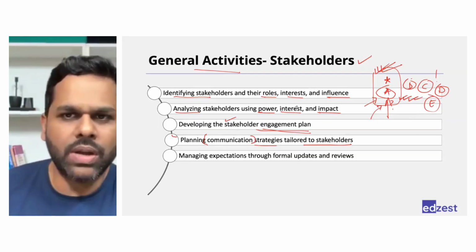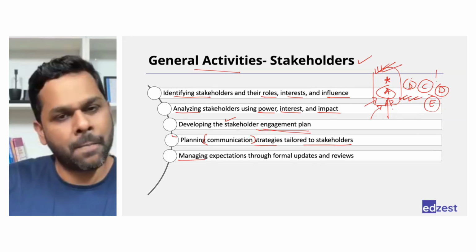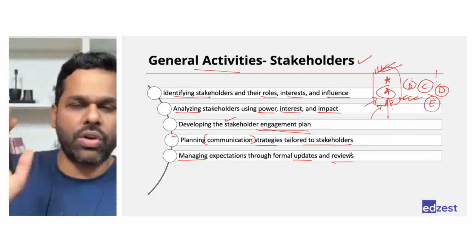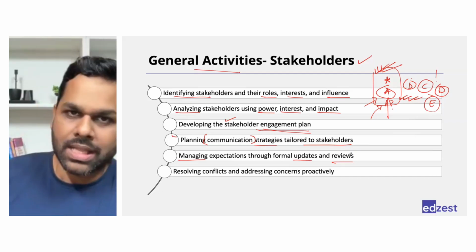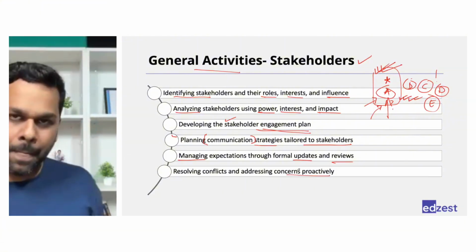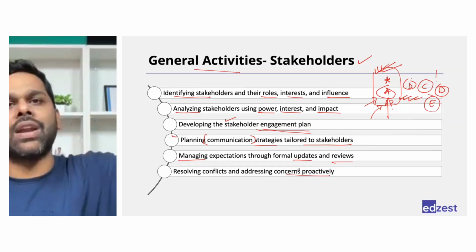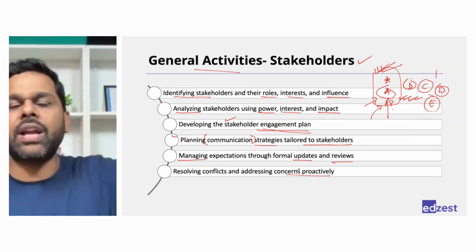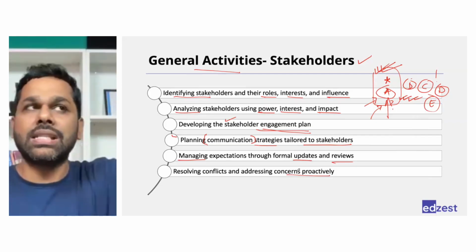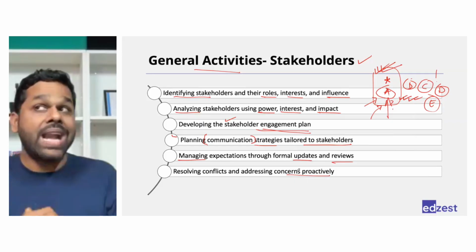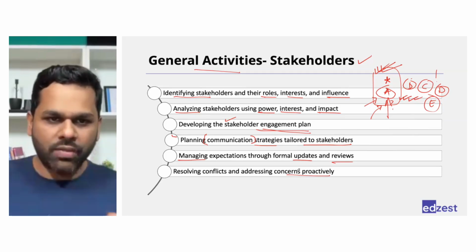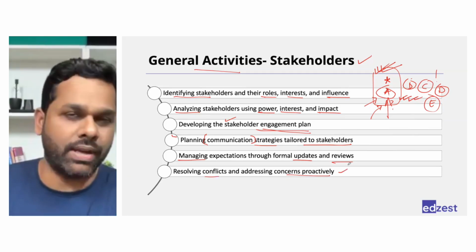Right? Then whatever expectations that you have understood, manage that. Right? Update the documents, carry out the reviews, and ensure that your expectations are thoroughly managed throughout the project. Then, resolving conflicts and addressing concerns must be done proactively. You don't have to wait for them to tell that they are not happy. You have to identify it yourself. Keep engaging, keep meeting, and you will see that this person is not happy. Ask them what their concern is and resolve it. One thing. Second, anticipate what could be their concern and prepare for it. Right? So resolving conflict and addressing their concerns should happen proactively.